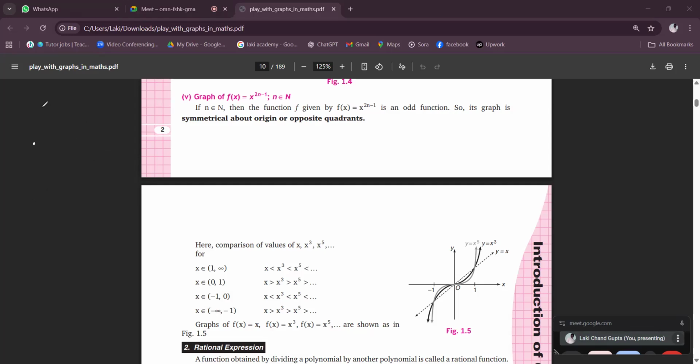See, now see when y is equal to x raised to 2n minus 1, where n is any natural number. Let's suppose if you put n is equal to 1, then you will get what? y is equal to x, right? And you know y is equal to x is a straight line down the diagonal.